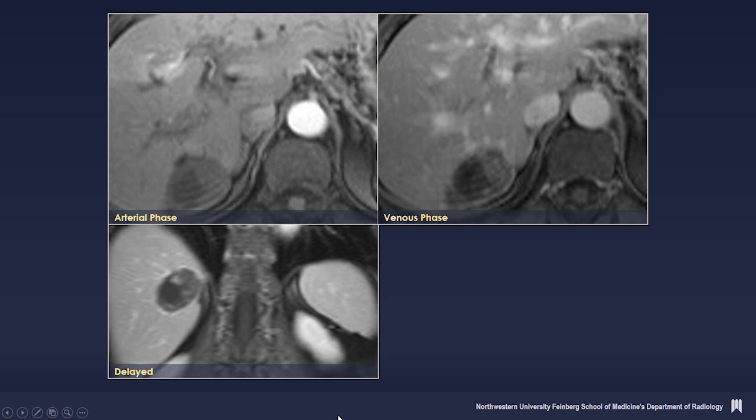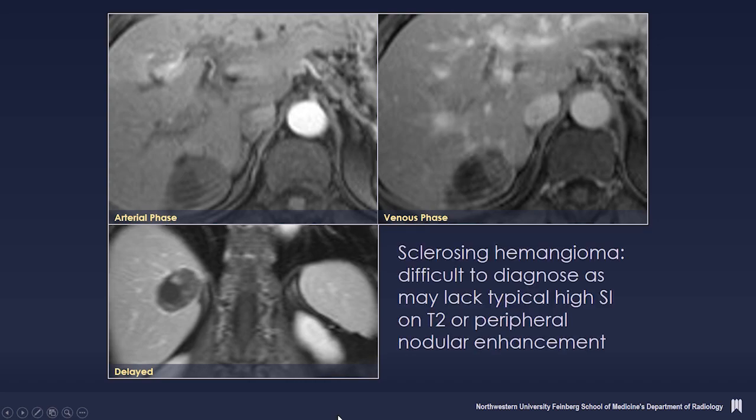What did this turn out to be? This was a sclerosing hemangioma. And these are the ones that are difficult to diagnose as they may lack that typical high signal intensity on T2 or that peripheral nodular enhancement.